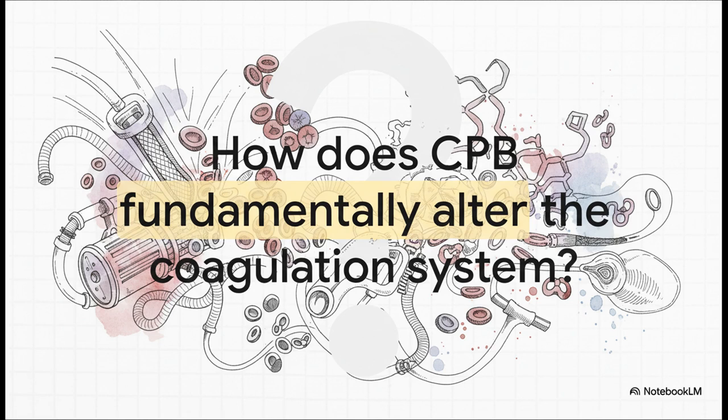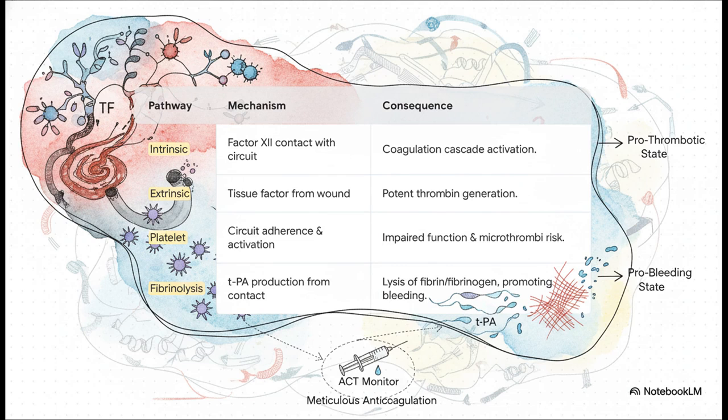So let's break down exactly what's going on. Look at this, it's a complete paradox. The circuit itself activates the intrinsic pathway. The surgical wound activates the extrinsic pathway. Platelets are getting chewed up and activated. Everything is screaming, form a clot.